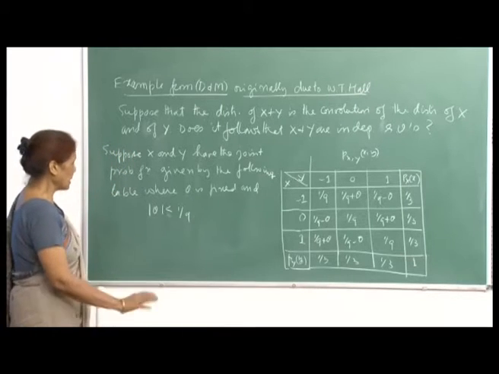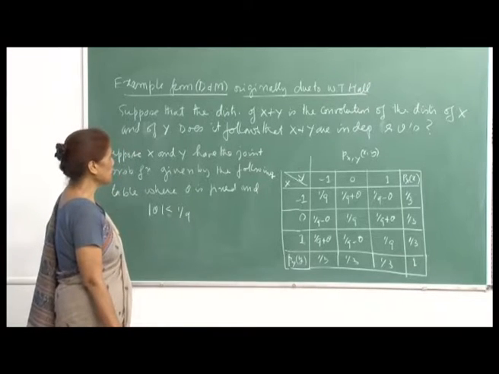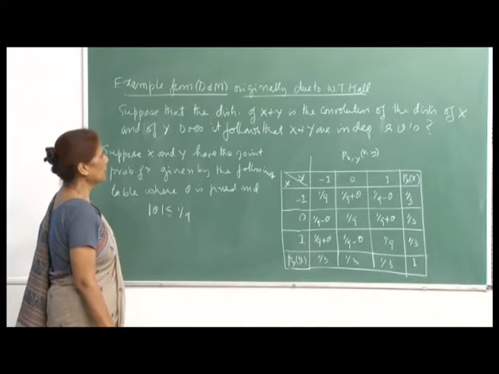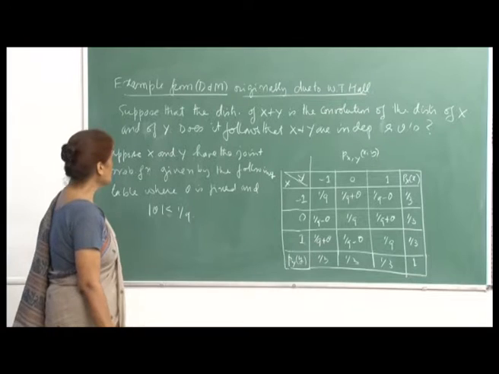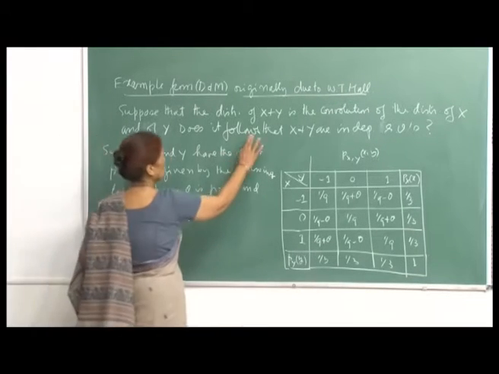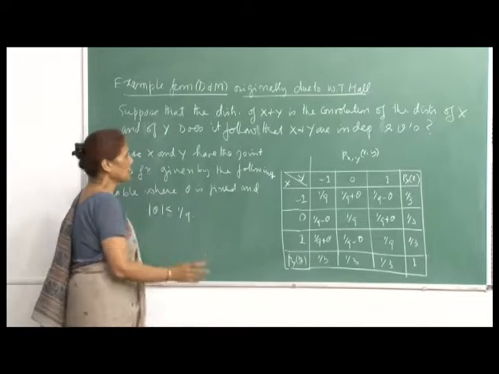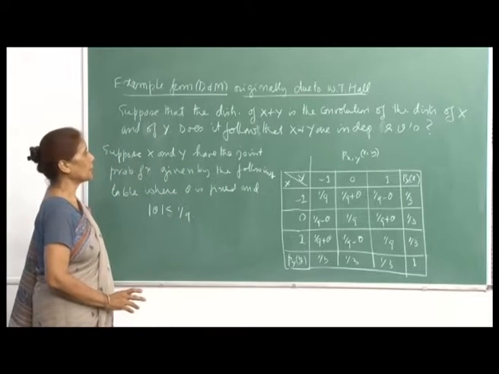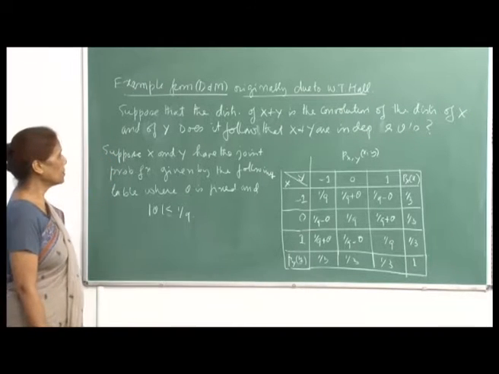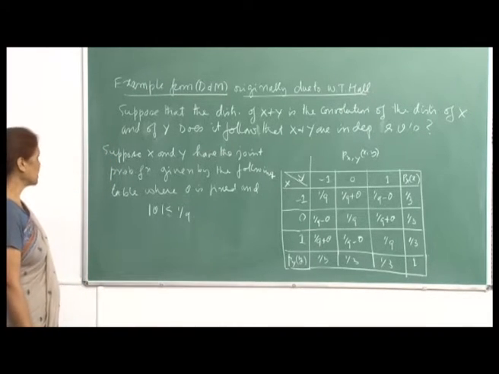So, as I said, we try to answer the question: if the distribution of X plus Y is the convolution of the distribution of X and of Y, does it follow that X and Y are independent random variables? We want to answer this question, because we have defined the convolution for independent random variables.